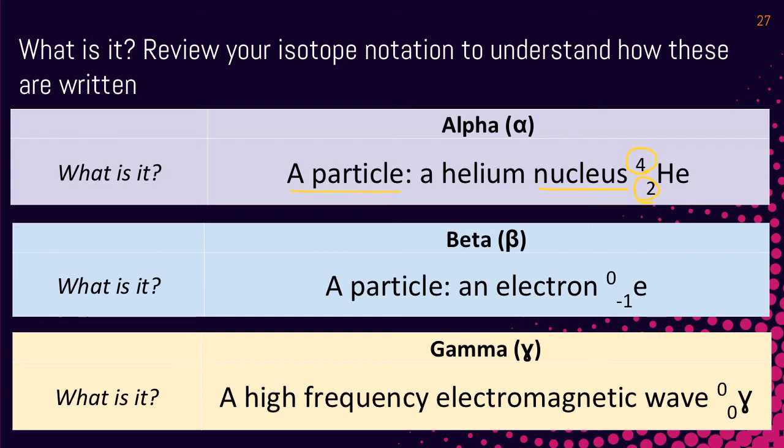For beta decay, we're throwing off another particle, but this one is smaller. This one's just an electron. You'll notice we don't have any chemical symbol here because a -1, ooh, look at that, that's not an atomic number. That's telling us the charge, and there's no mass. Finally, gamma radiation is not a particle at all. It's simply a high-frequency electromagnetic wave. You might recognize this word gamma from physics when you learned about electromagnetic waves. We know that gamma waves have the highest frequency of any waves.